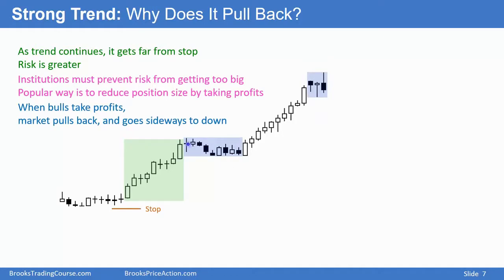When bulls take profits, the market goes down or sideways. And after a certain number of bars, the bulls conclude that the bears are unable to create a reversal, and the bulls buy again. And then once they have 3, 4, 5 good-looking bull bars, they now put their stop here instead of here. So they again reduce their risk. But when the risk gets too far again, they have to take some profits again to reduce their risk.